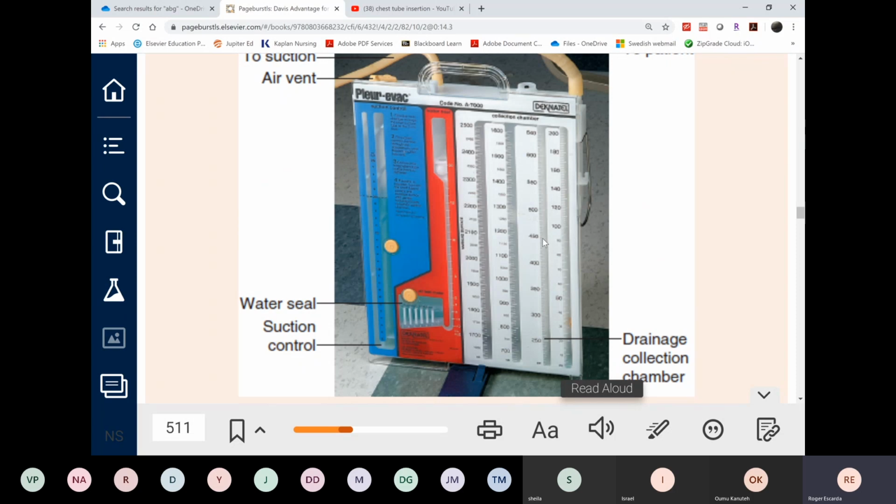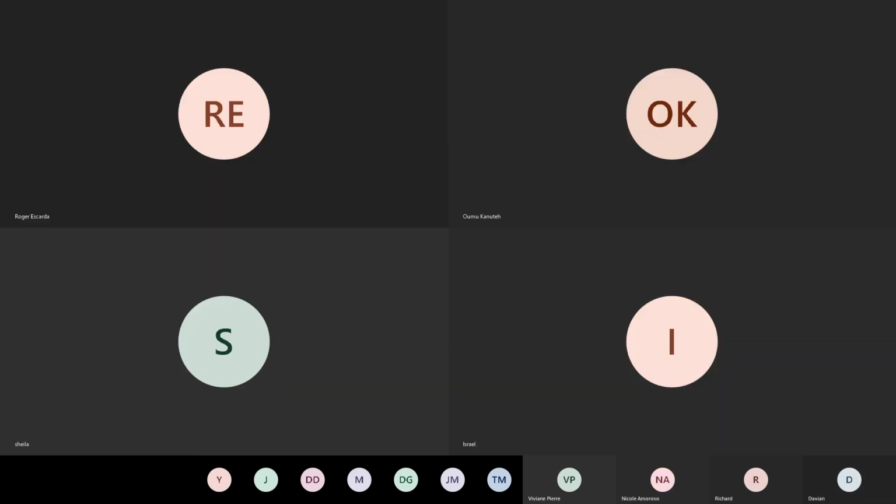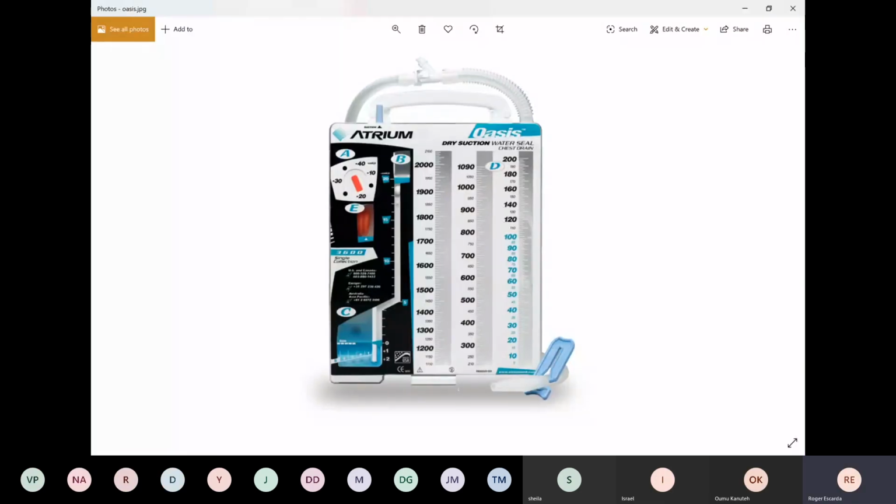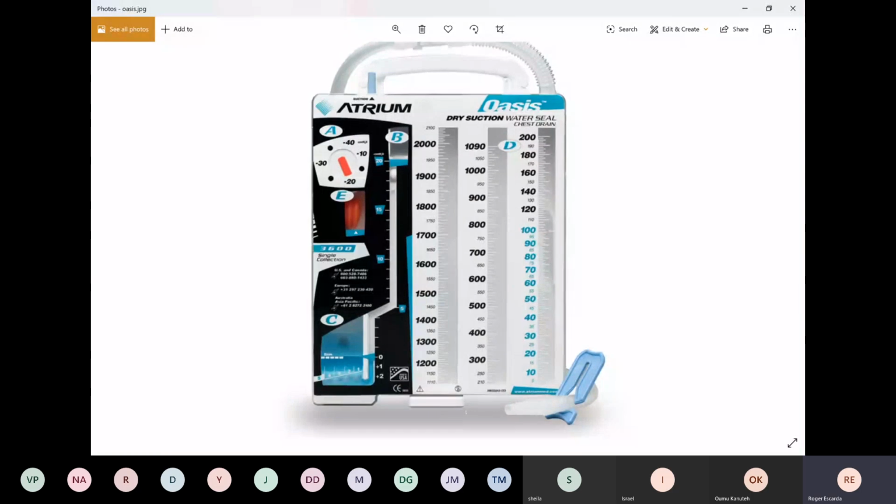I said this is a wet setup. There is also a dry setup. This is an example of a dry setup. Here, the same thing, we have bottle number one, three columns. This is capable of up to 2,100 ml of drainage.